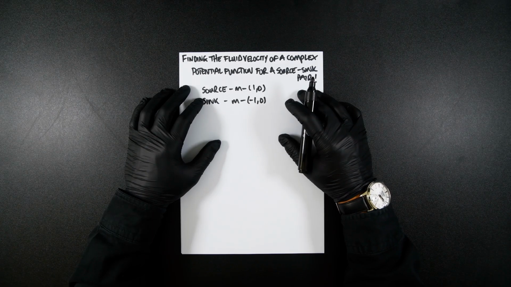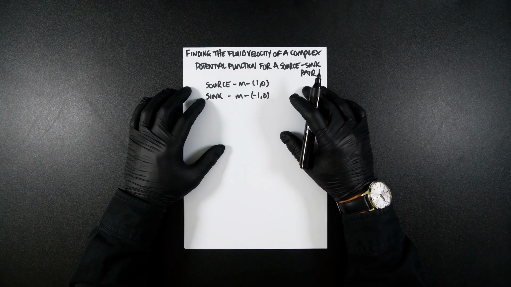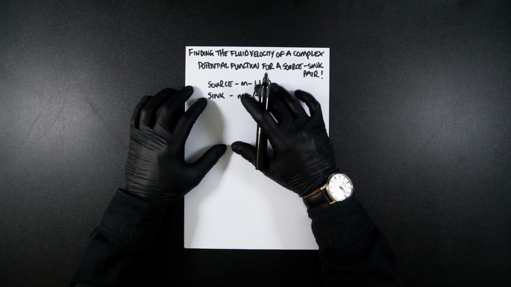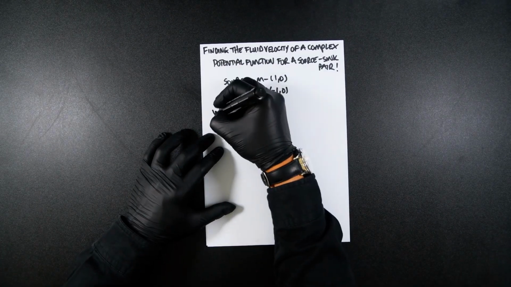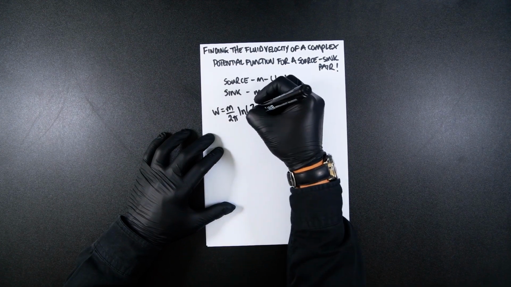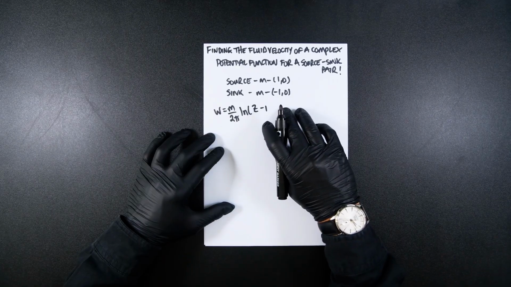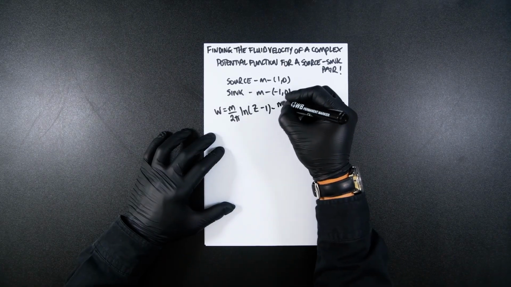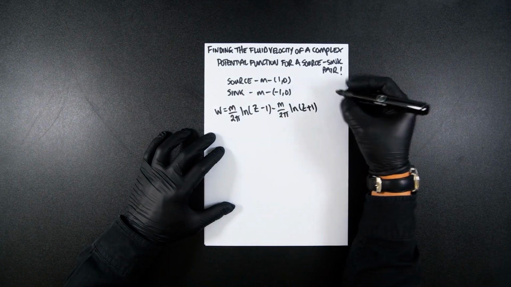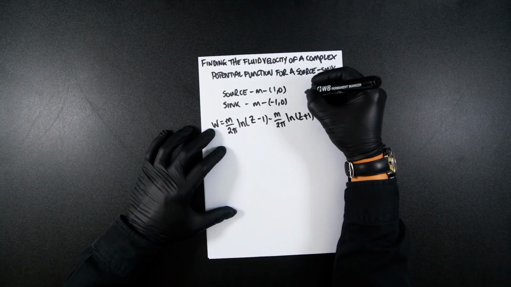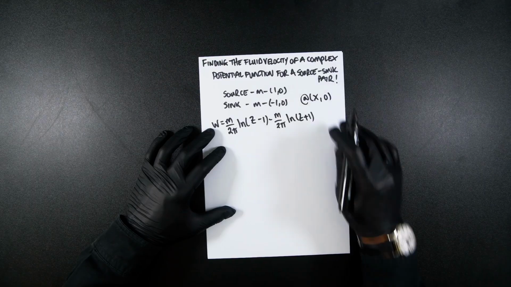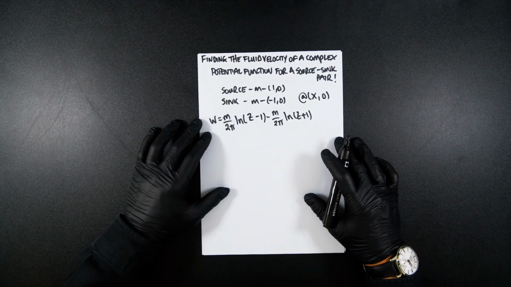So we're first going to use the general formula, which is something you're going to have to remember, and then substitute in these values. So W equals m over 2 pi ln (z minus 1) minus m over 2 pi ln (z plus 1). And we're going to do the fluid at x, y equals 0. So let's first do the first step.